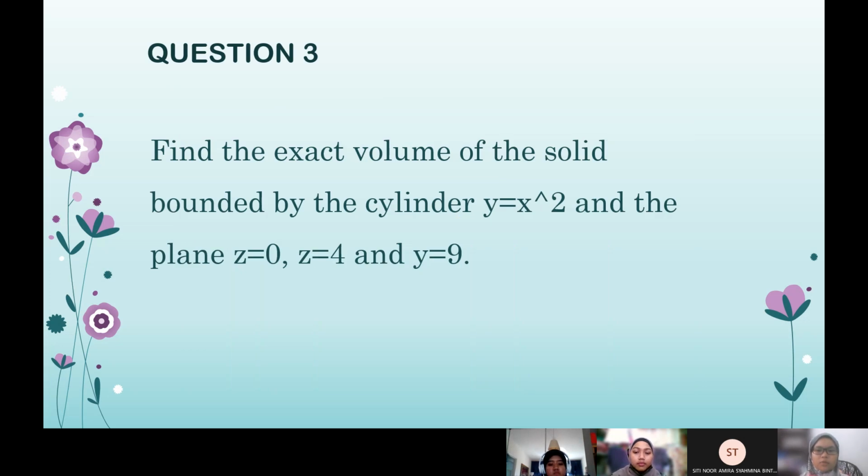Assalamualaikum warahmatullahi wabarakatuh. My name is Saadatul Husna and I present question 3. The question is, find the exact volume of the solid bounded by the cylinder y equals x to the power of 2 and the planes z equals 0, z equals 4 and y equals 9.